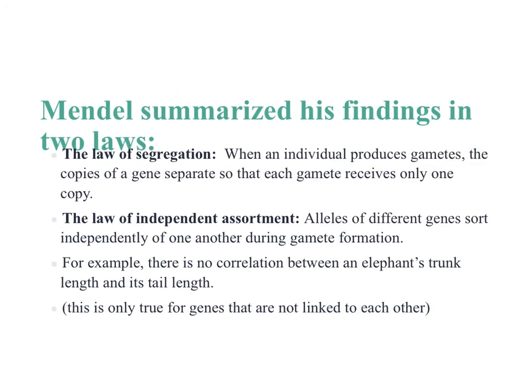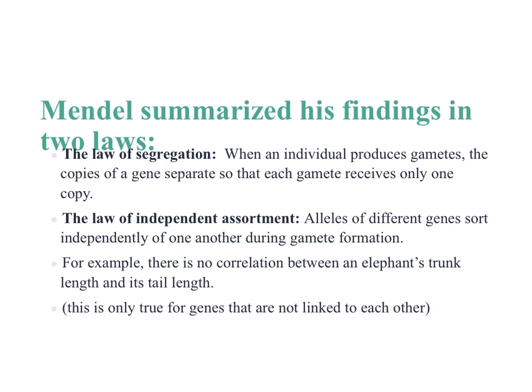So Mendel summarized his findings into 2 laws. His first law is the law of segregation, which says when an individual produces gametes, the copies of a gene separate so that each gamete receives only one copy. Another way to word this is 2 alleles for each trait separate during meiosis, and then during fertilization, 2 alleles for that trait are going to unite.